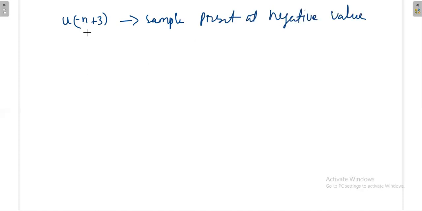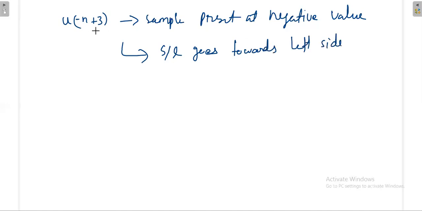Once the signal is having negative value, then that signal will go towards the left side. Because it is having negative time index, the signal goes towards the left side, but where it is starting exactly, that we can easily identify. Minus n plus 3 is equal to 0, then n is equal to 3. So the signal is starting at n equal to 3, but it is going towards left.